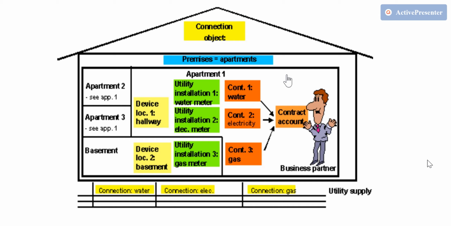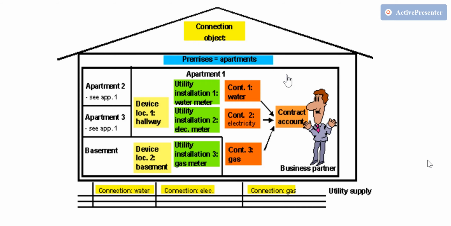And there is device location one at the hallway where we have the water meter and electric meter, and there is another device location at the basement where we have a gas meter. So that's my technical master data here. We have seen connection object, premise, installation, and device location.